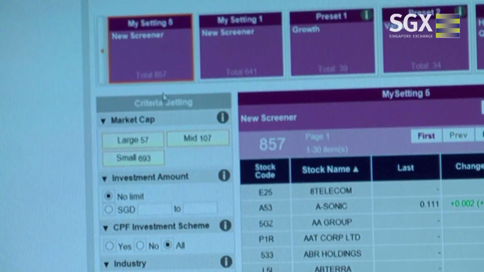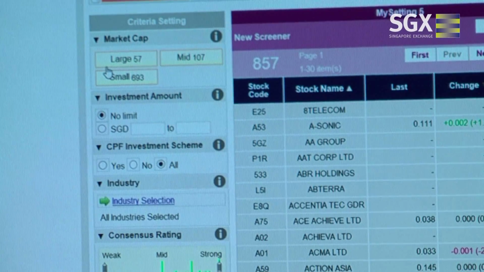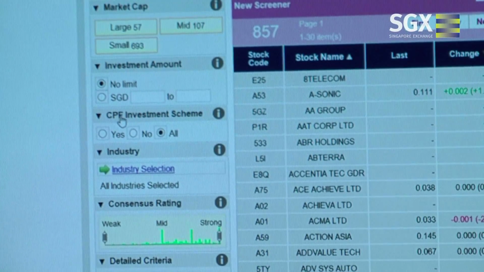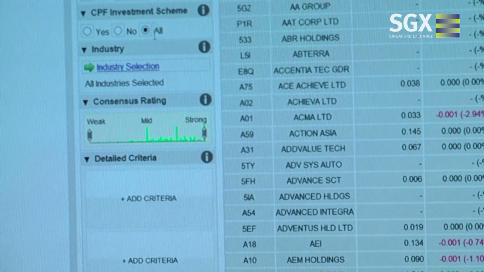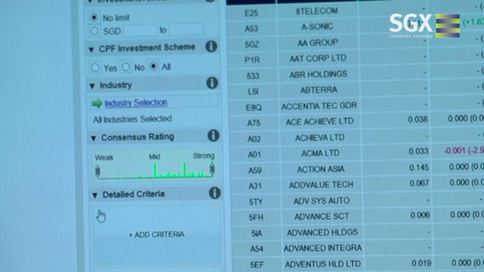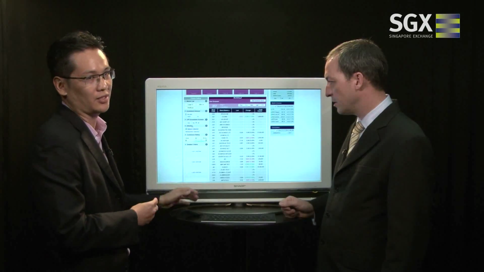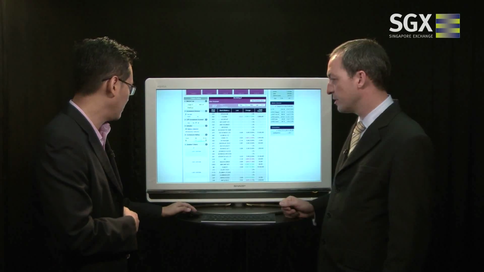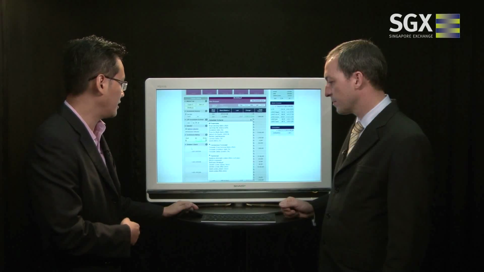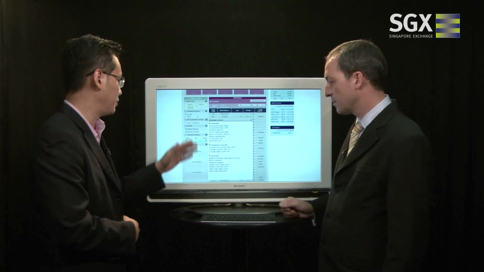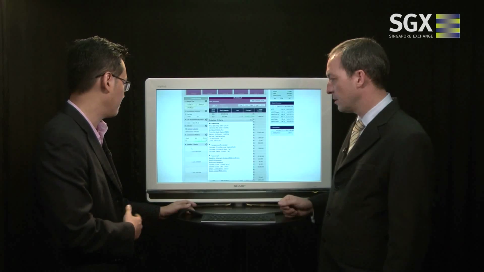So you can see that there's a few ways for you to set criteria. You can go by market cap, the investment amount, whether it's under the CPF investment scheme, industry selection, and so on and so forth. Right, and a consensus rating. Which one are you going to pick? Probably what I want to show is this under the detailed criteria. I could add criteria to sieve the stocks that meet my criteria. Let me just do a little click here. You can see that I can set criteria based on all these factors, like for example the PE ratio, earning per share, dividend yield, price to book, ROE, market cap, current ratio, and so on and so forth.